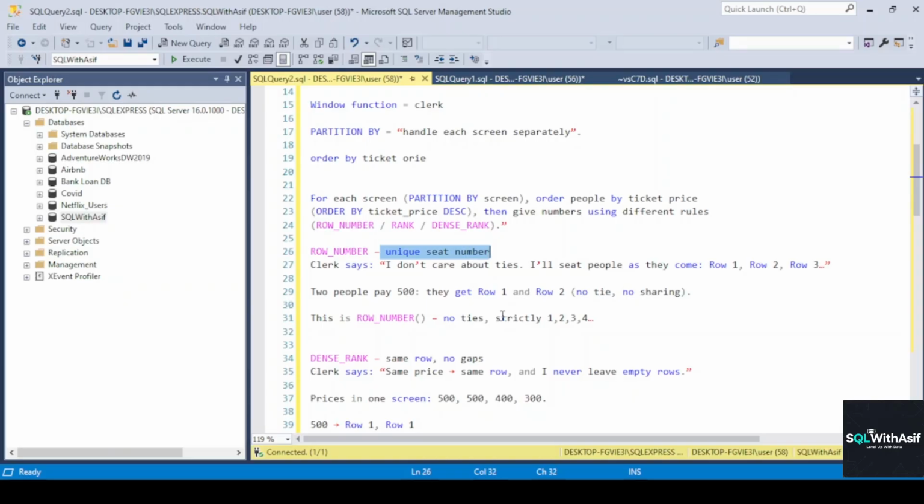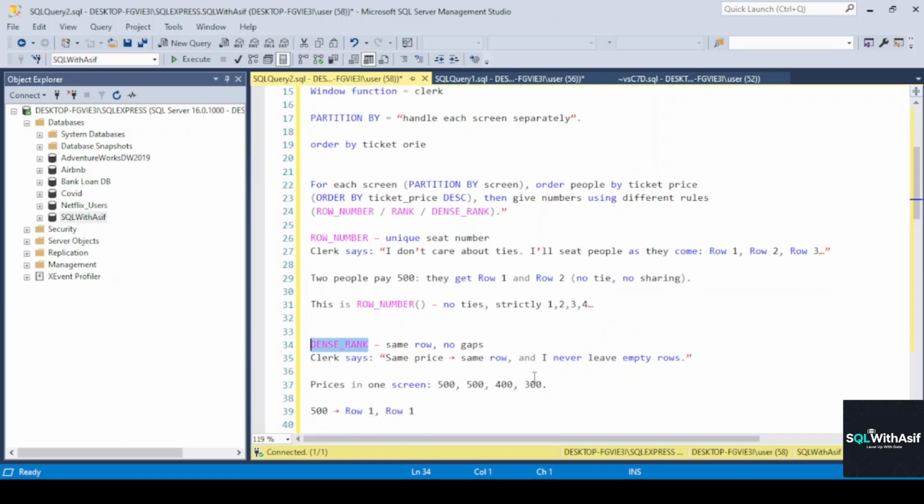Now another movie came in this week, and when I went there, the clerk sitting was clerk number 2, which is dense rank. Dense rank follows the ticket allotting conditions differently. He says same row, no gaps. So according to him, same price, same row, and I never leave empty rows. What does this mean? My friend and I went and we gave 500. So he gave us seats in the same row, row 1 and row 1. Maybe A1, B1, or A2, B2, doesn't matter. Or in the same sofa, whatever.